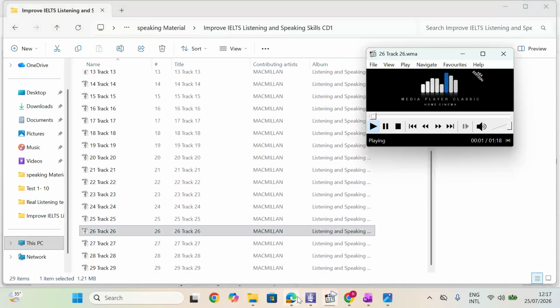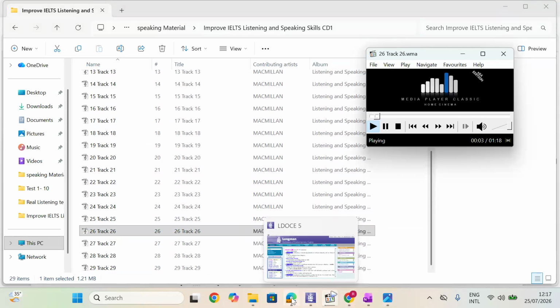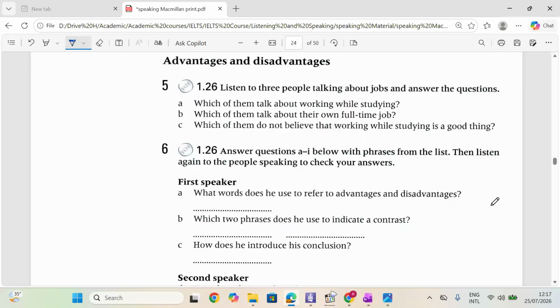Unit 5, page 43. Speaking skills. Exercise 5. Speaker 1. There are pros and cons with taking a job while studying. On the one hand, you earn money, which is useful. On the other, the job interferes with your study, which is a disadvantage. On balance, I'd prefer not to do a job, but I have to.